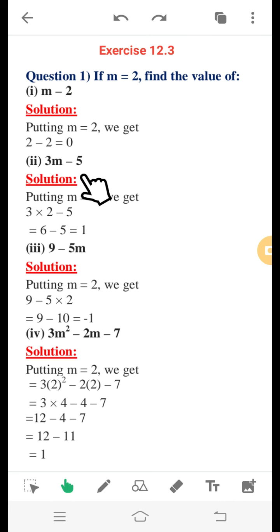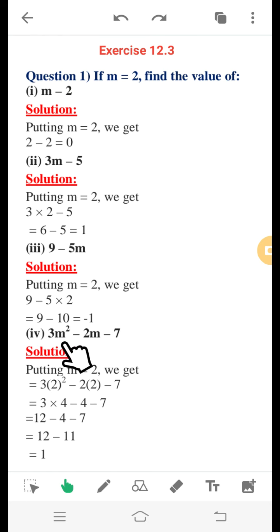Second one, 3m minus 5. Putting m is equal to 2, we get 3 multiplied by 2 minus 5. 3 2s are 6. 6 minus 5 is equal to 1. Third one, 9 minus 5m. Putting m is equal to 2, we get 9 minus 5 multiplied by 2. So it's 9 minus 10 is equal to minus 1.